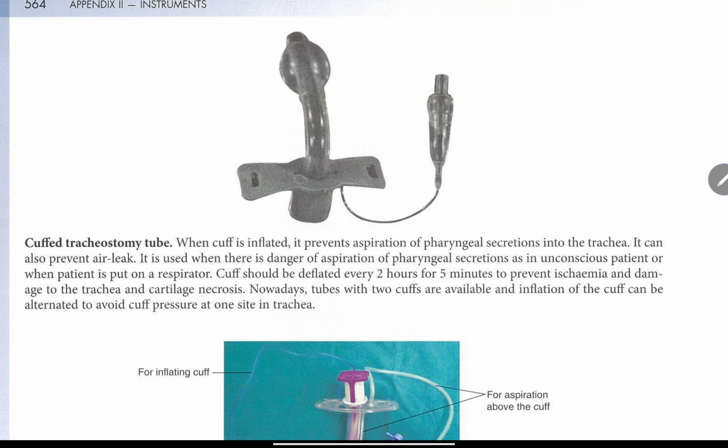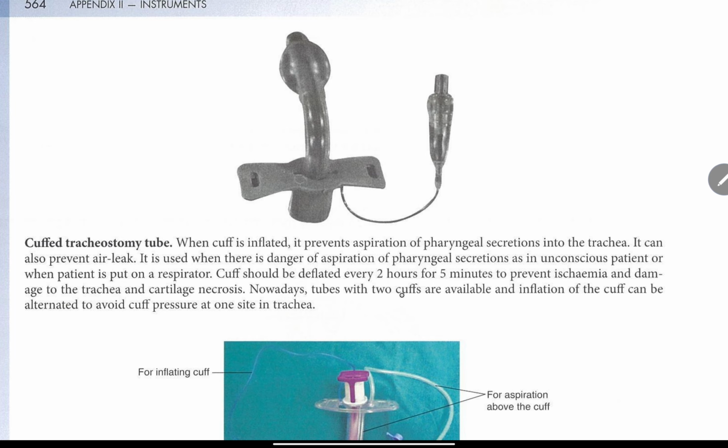Cuffed tracheostomy tube. When the cuff is inflated, it prevents aspiration of pharyngeal secretions into the trachea. It can also prevent air leak. It is used when there is danger of aspiration of pharyngeal secretions, as in unconscious patients, or when the patient is put on a respirator. The cuff should be deflated every 2 hours for 5 minutes to prevent ischemia, damage to the trachea and cartilage necrosis.